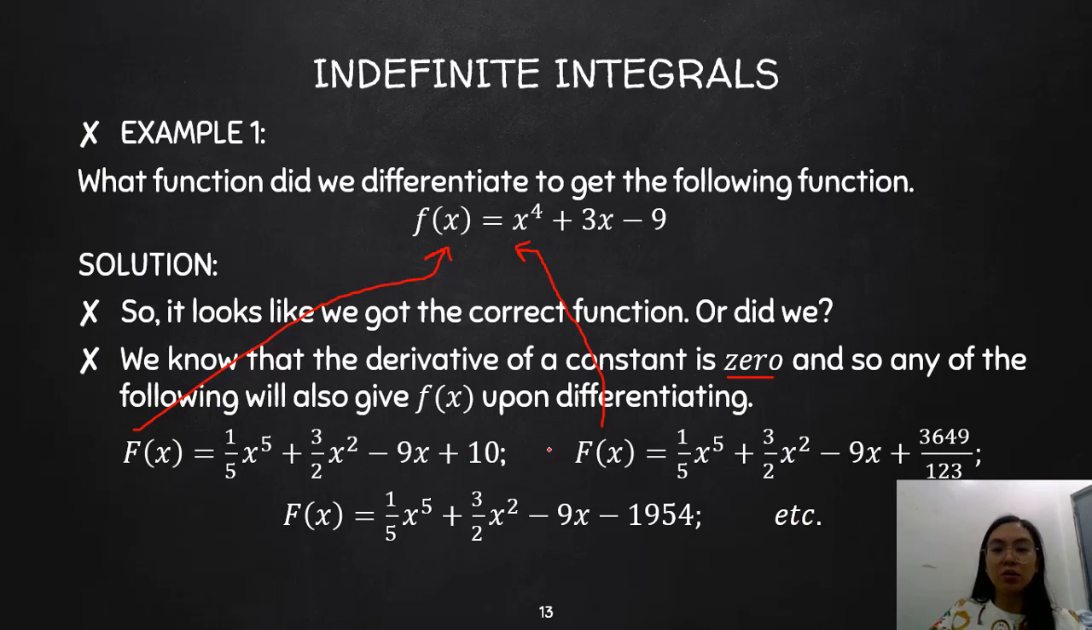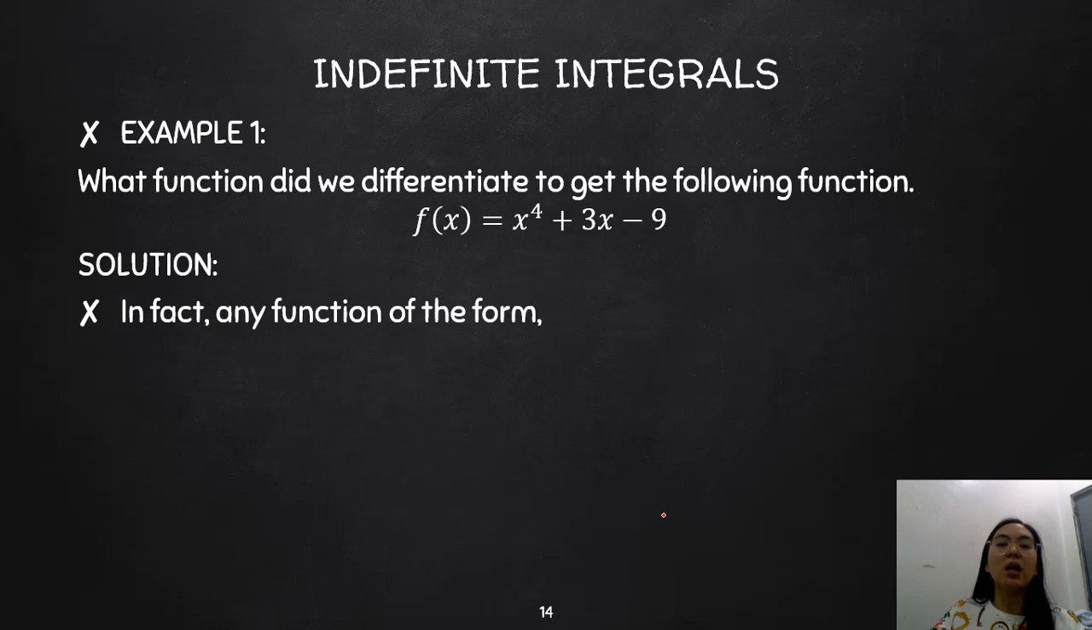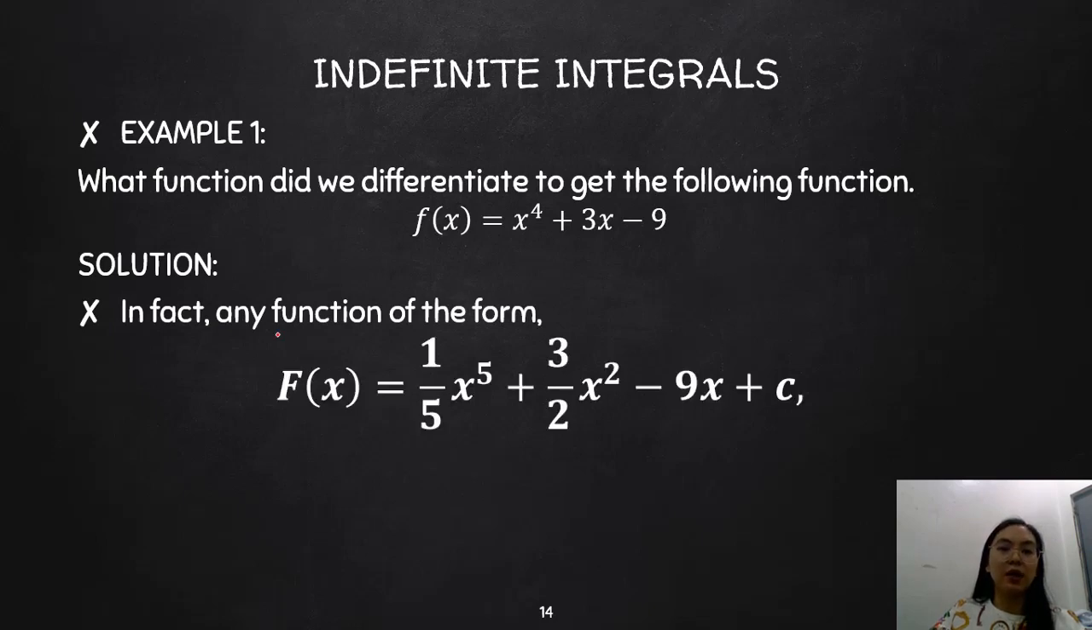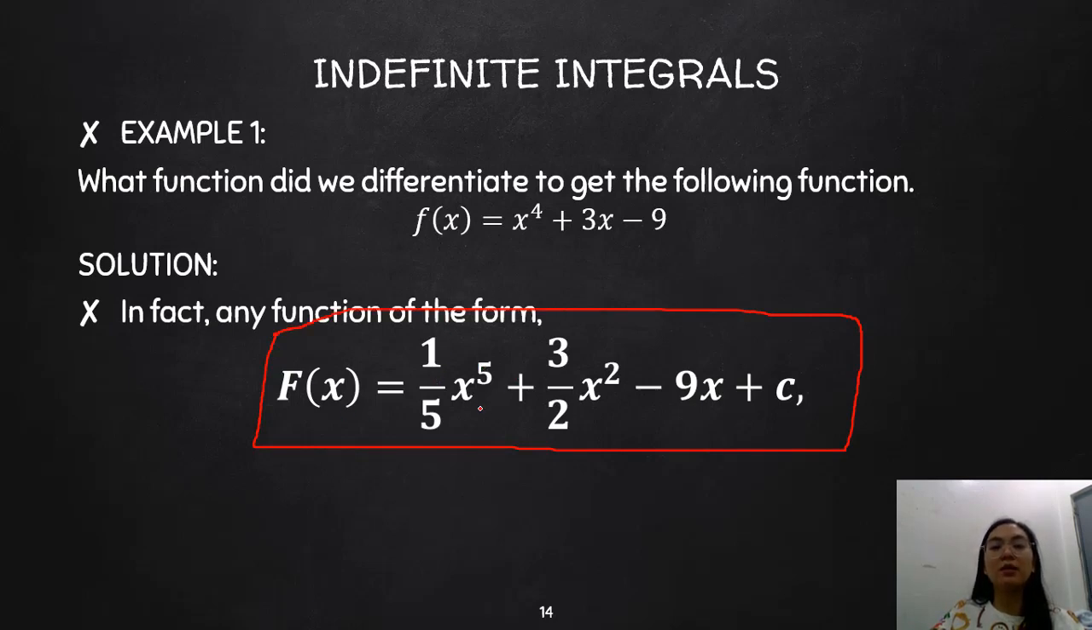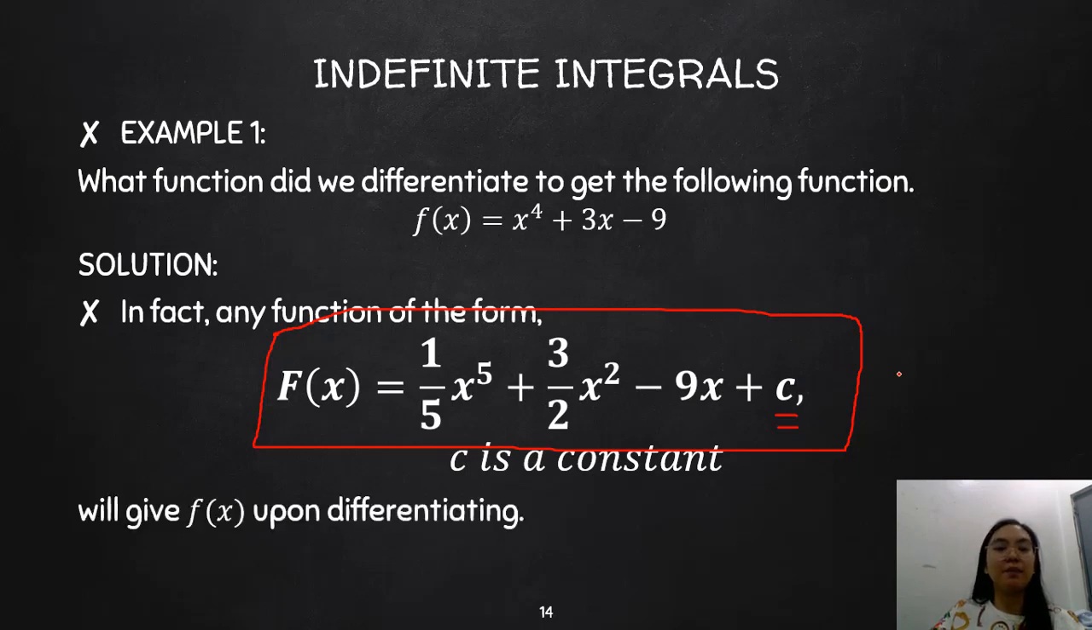So, we have to take note, or we have to adjust our equation such that to give way for possible constant that is there when we actually get the integral. So, dapat po, ang sagot is ito. So, you have f of x is equal to 1/5 of x raised to 5 plus 3/2 of x squared minus 9x plus c. The plus c here is a constant, such that if you differentiate it, diba 0 po ang lalabas.